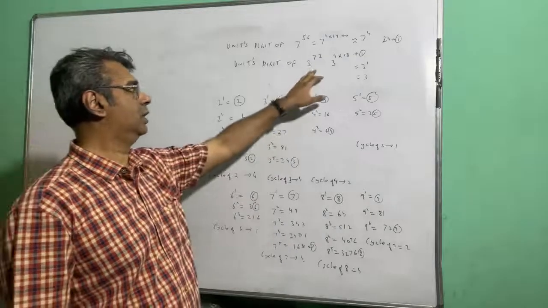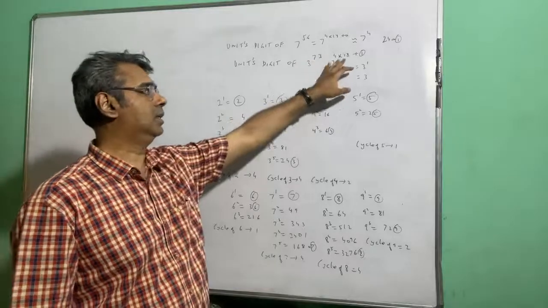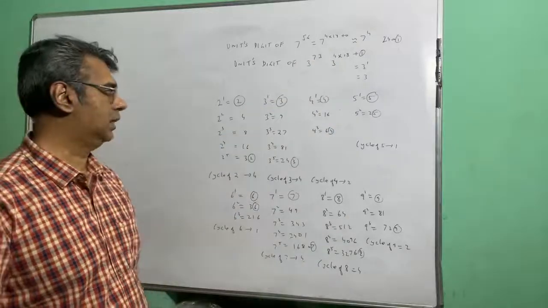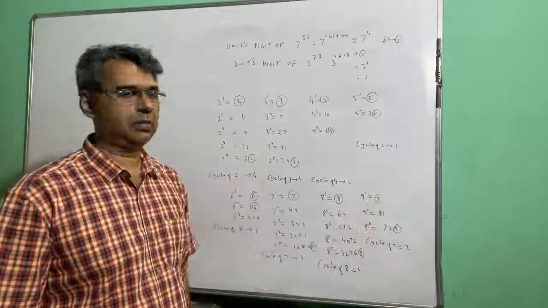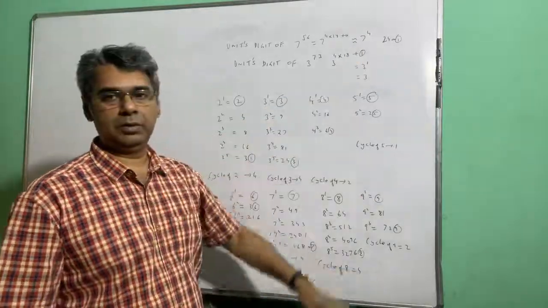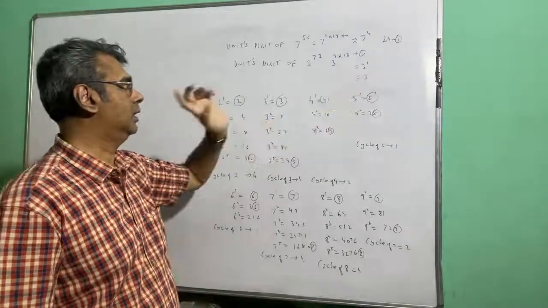So these are the only two things you have to remember. If I ask you the units digit of 3 to the power 73, then you write 73 as a multiple of the cycle of 3. The cycle of 3 is 4. So you write 73 as 4 into 18 plus 1. This plus 1 will be used to find the units digit. So the units digit will be 3 to the power 1, that is 3.